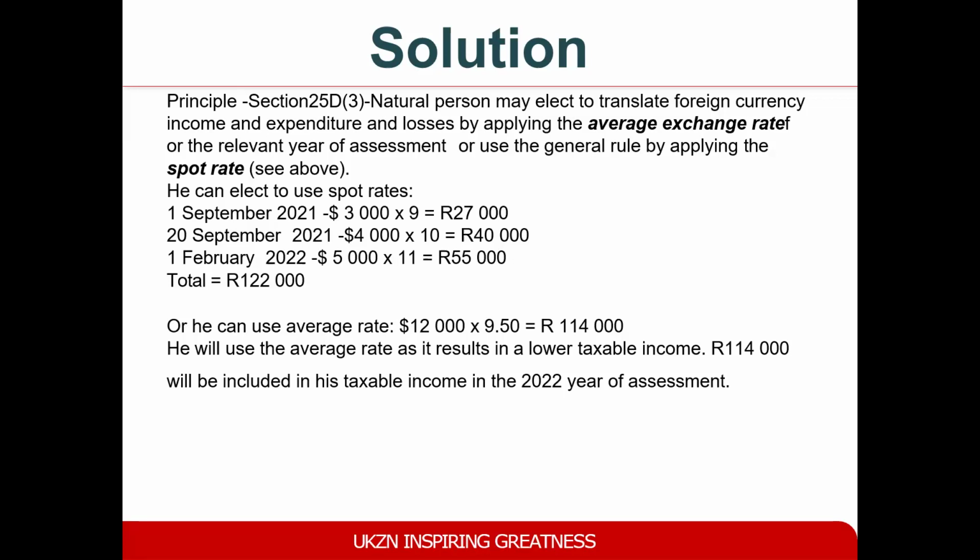Maybe it just says give him the tax implications. So if there is this choice, which is given by 25D(3), you must be able to go ahead and say he is likely to use which option and why, as you can see in this solution.